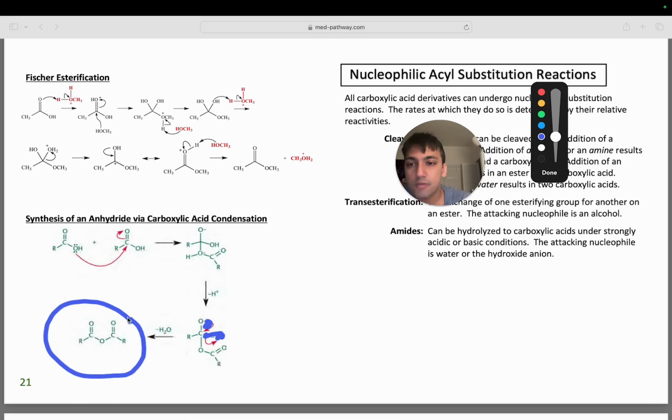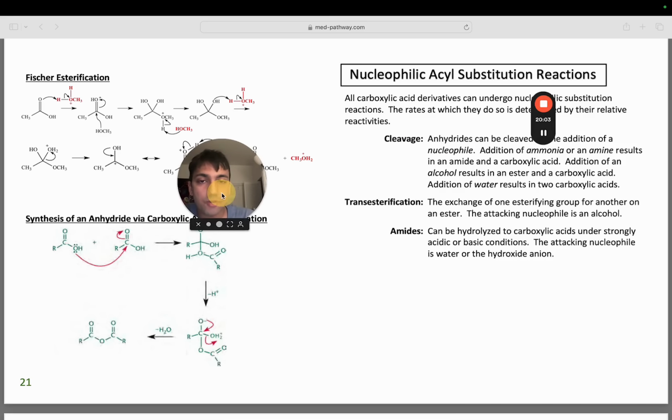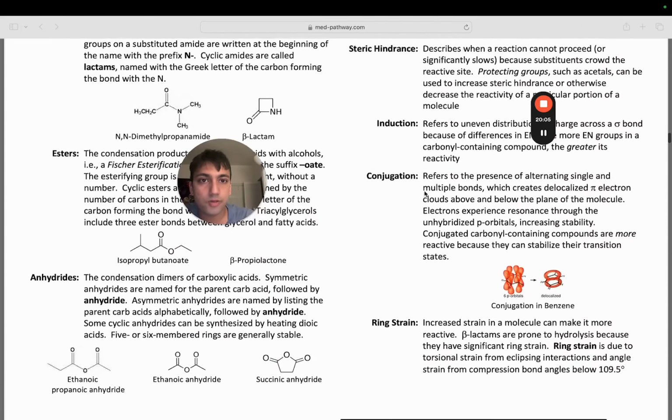I've already reviewed this in that Google image, which I think is a little bit more helpful than this diagram over here. So just go back to that part of the video a few minutes ago where I was showing that Google image.